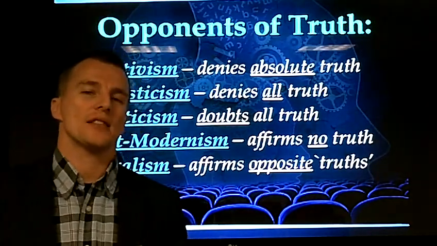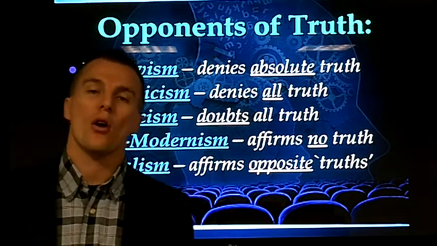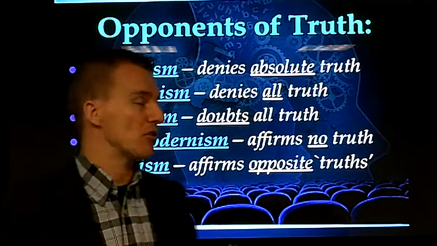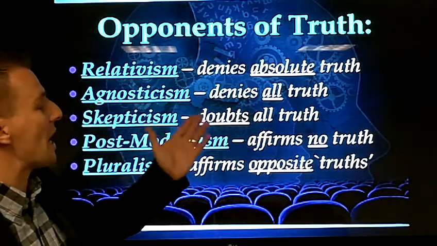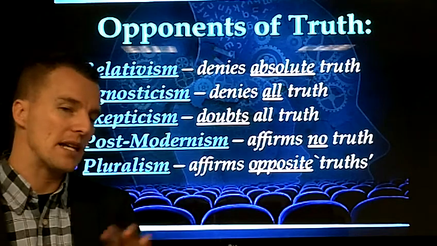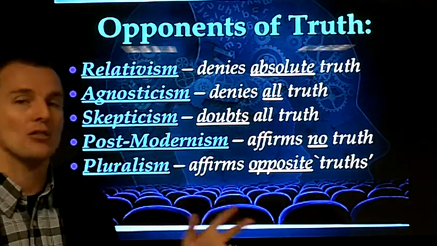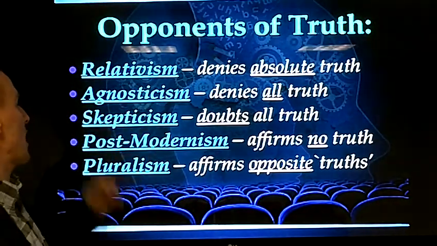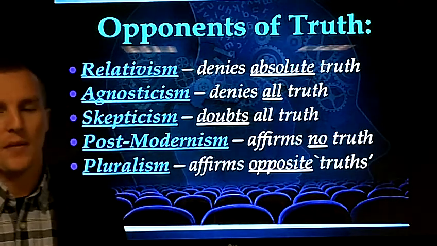We're going to now begin to investigate these alternative ways of looking at truth and see if they hold up to logical scrutiny and an intellectual investigation. So again, like we said last time, we have relativism. Relativism denies absolute truth. They say that there's subjective truth, individual truth, but not absolute truth. Agnosticism, which denies all truth. This in the Greek actually means no knowledge, gnosis. And then skepticism doubts all truth.